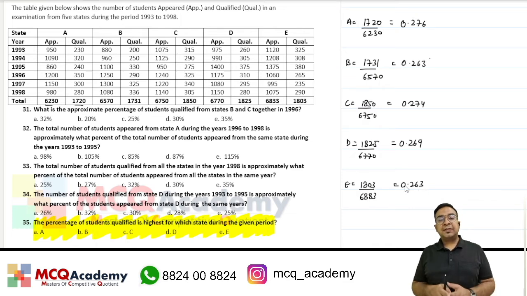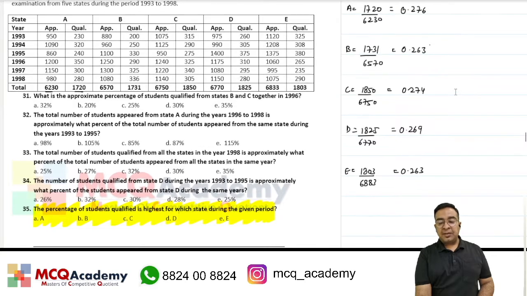Now we can see ये values बहुत close हैं एक दूसरे के, और एग्जाम में इतनी values को without calculator solve करना is next to impossible. Therefore, it is better to skip a question like this instead of wasting your time on it. So we are being asked about the highest percentage. तो यहाँ पे highest percentage साफ तौर पे हमें दिखाई दे रही है state A के लिए. Therefore, we will mark A as the answer to this question.